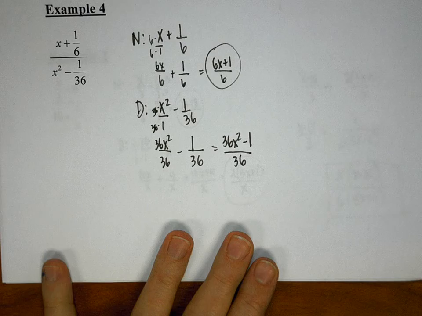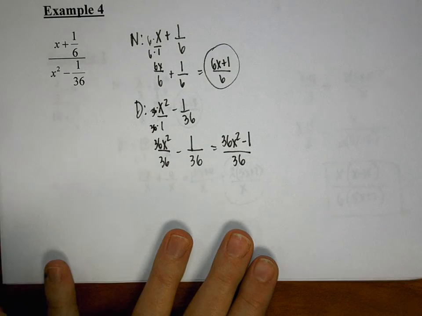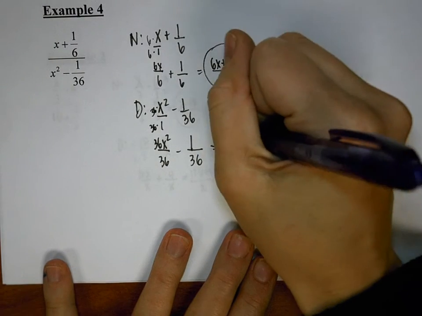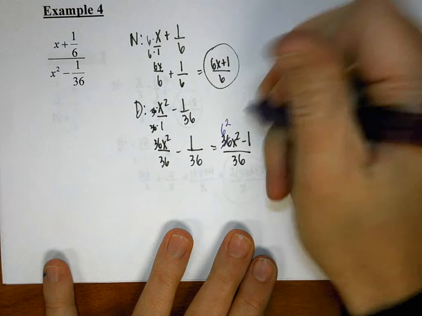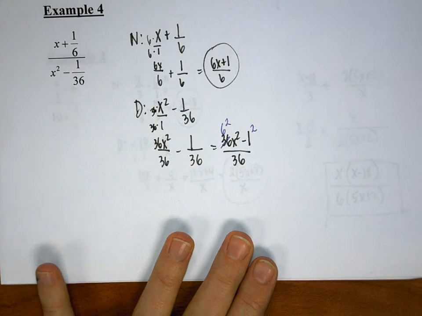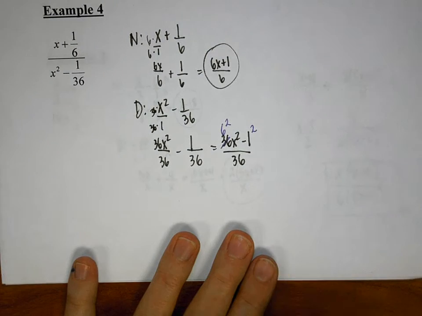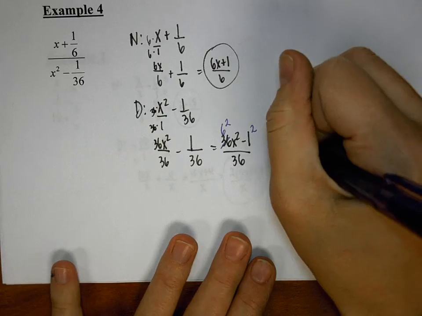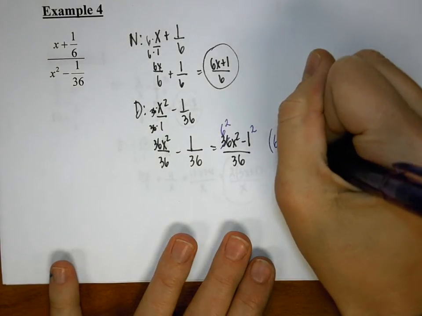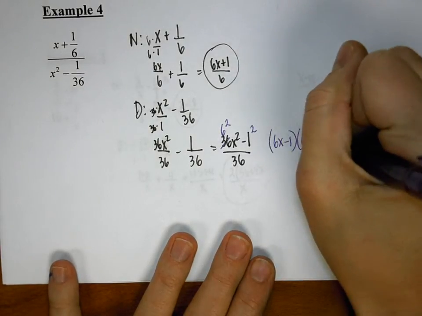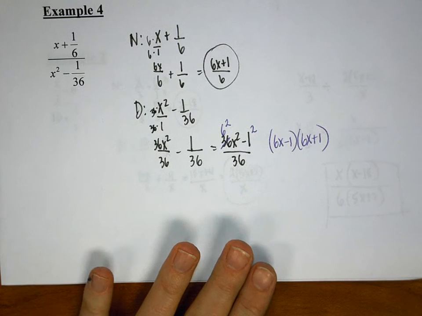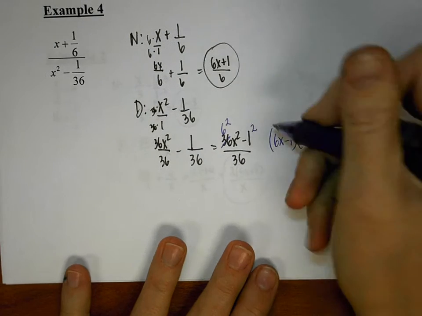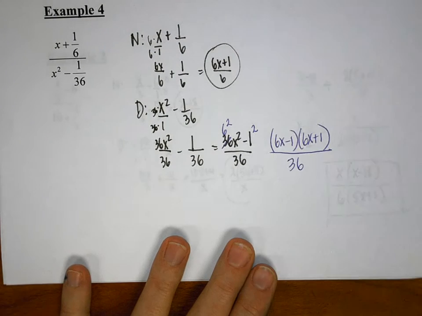And you always want to check if you can factor. Hopefully you notice that 36 is the same thing as 6 squared. And 1 is the same thing as 1 squared. And so if you notice, all of those are squares, which means it's a difference of squares. So that factors to be 6x minus 1 and 6x plus 1, because those are all squares. And this is all over 36.